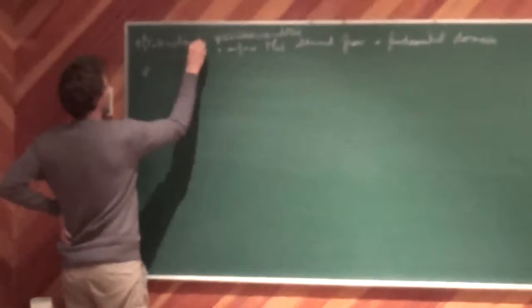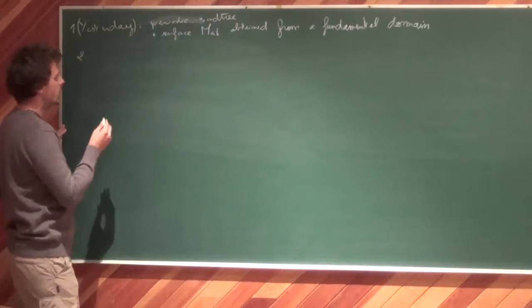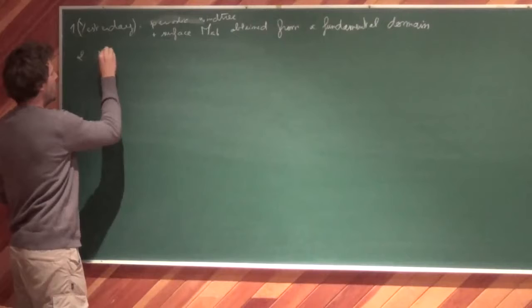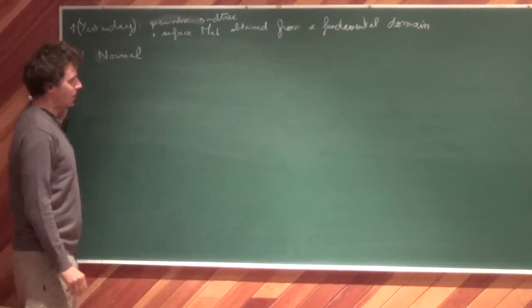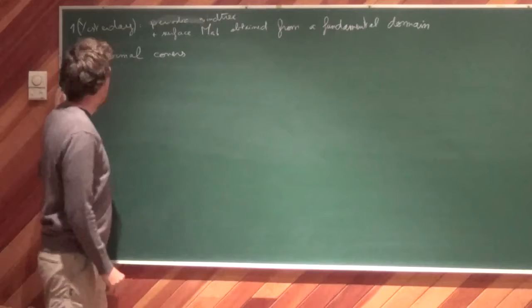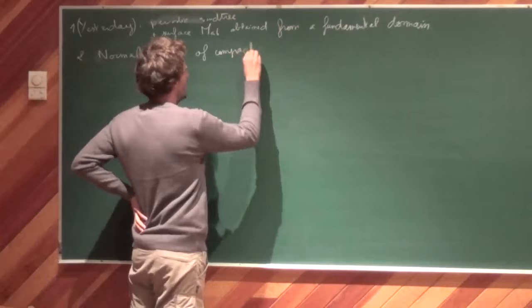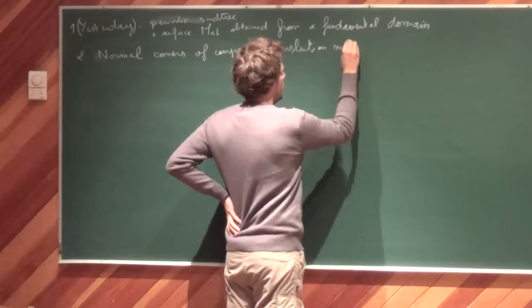I will focus on infinite translation surfaces, but of a very special kind, that are similar to the one in the wind-tree model, that are covers. And actually they will be regular, but I will call them normal to not overlap with the talk we had about regular planning. So normal covers of compact translation surfaces. And the wind-tree model is an example of such surfaces.